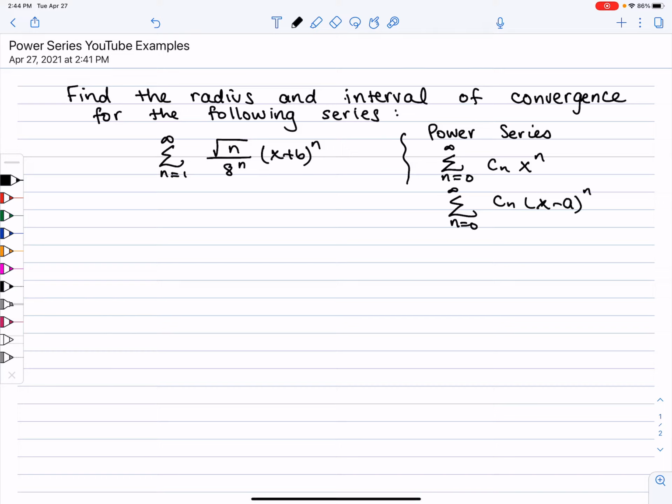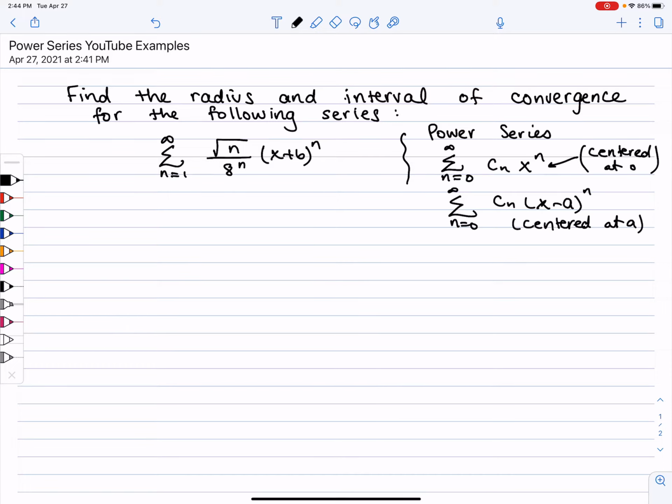So for this bottom power series, we say it is centered at a. And then for the first one, we say that power series is centered at 0. So we need the power series to be either centered at 0 or at a so that we can then find the radius of convergence.